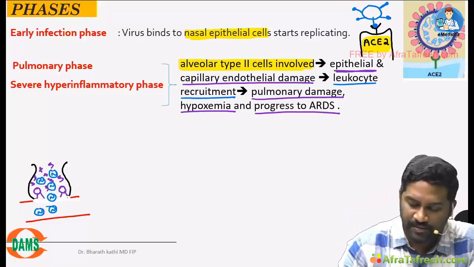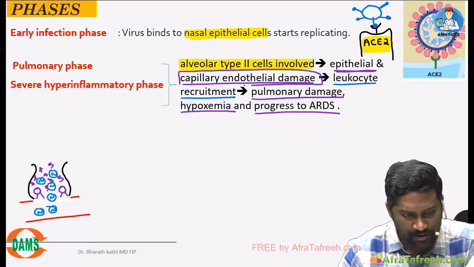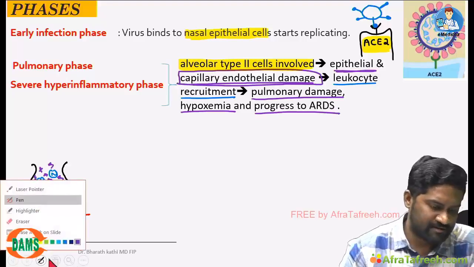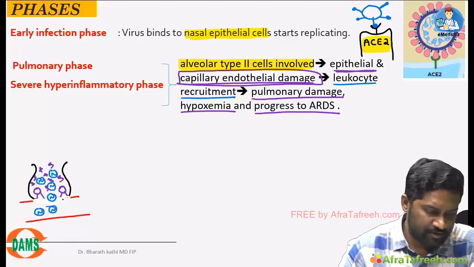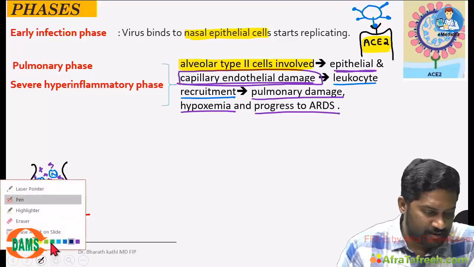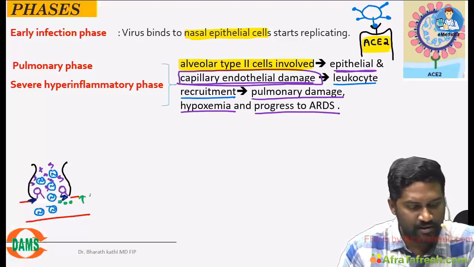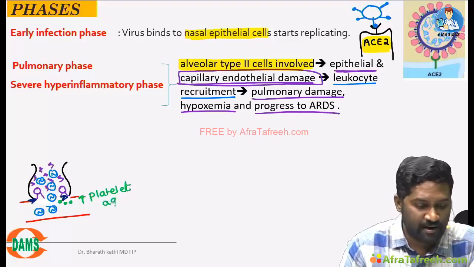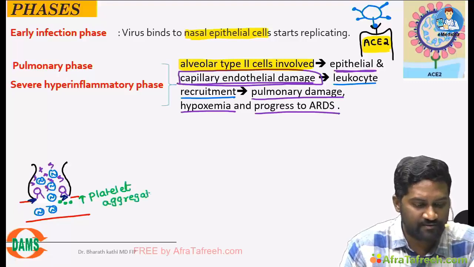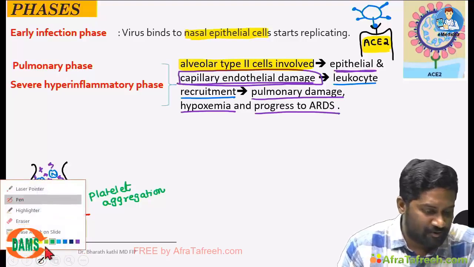And one more important thing in the pulmonary phase is endothelial damage, and this endothelial damage can be very severe. Whenever there is endothelial damage, what will happen? Platelets will aggregate, so there will be increased platelet aggregation. Now whenever platelets are aggregated, ultimately what will be formed? There will be formation of thrombi.